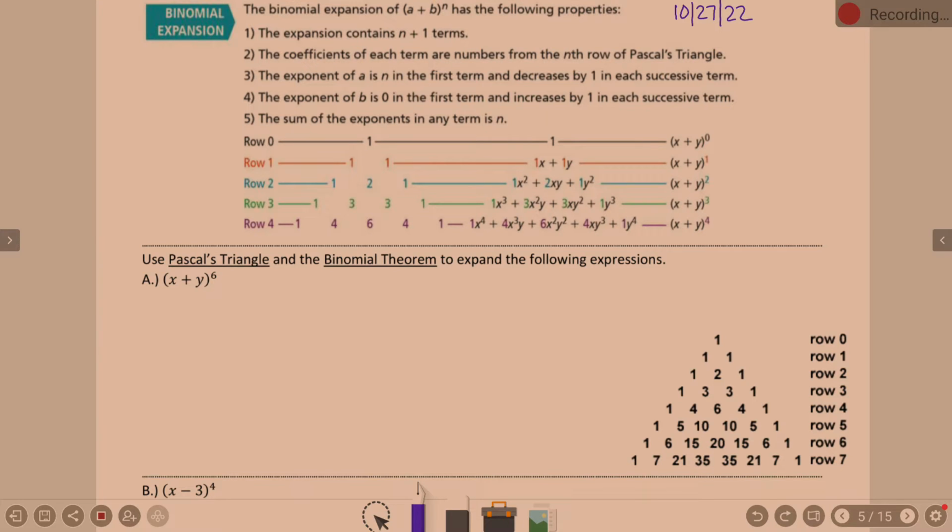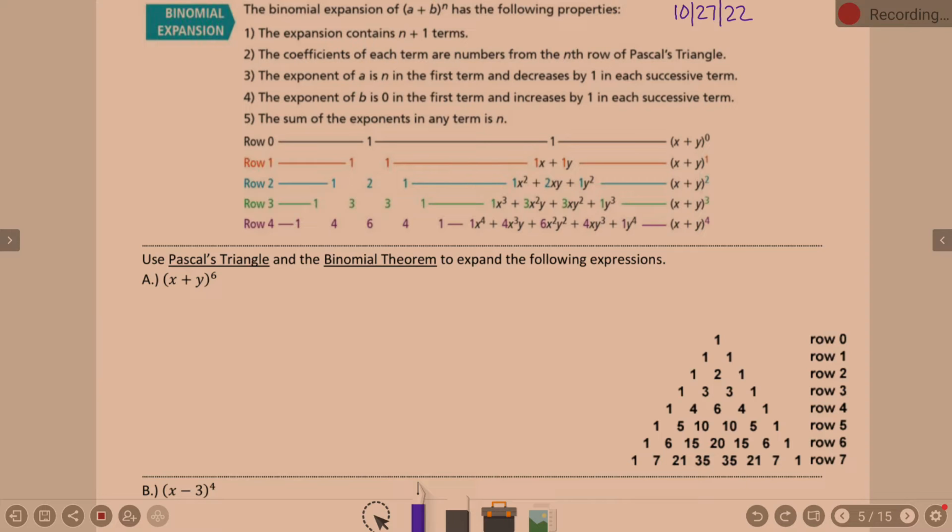x plus y to the sixth. We've got a couple of different ways we can do x plus y to the sixth. One way would just be to do a lot of FOILing, yes? I mean, writing out x plus y, x plus y, x plus y 6 times and FOILing it out. That is a legitimate option, and if you want to take that route, so be it.